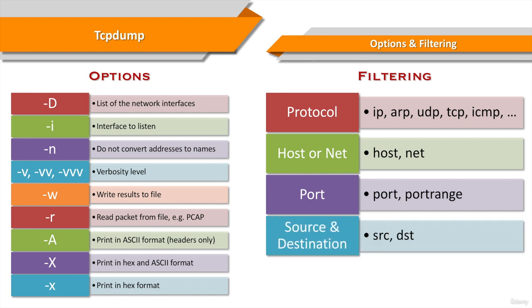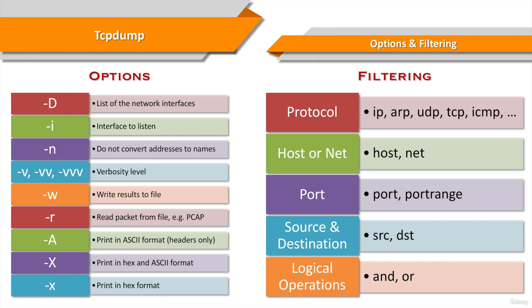Now, if you use the src option, you can see only the packets where the target system is the source of the packets. Similarly, dst is used to specify the destination system. Of course, you can use more than one filter in a command and set up the relation using and or or as logical operators. For example, host is 1.1.1.1 and port is 80.